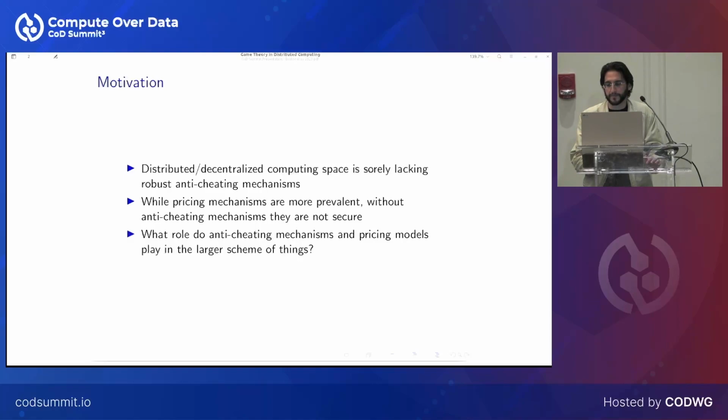And so we have to ask, what role do anti-cheating mechanisms and pricing models play in the larger scheme of distributed computing in general, right? Because anti-cheating mechanisms and pricing models are only a subset of the problems faced in this space.